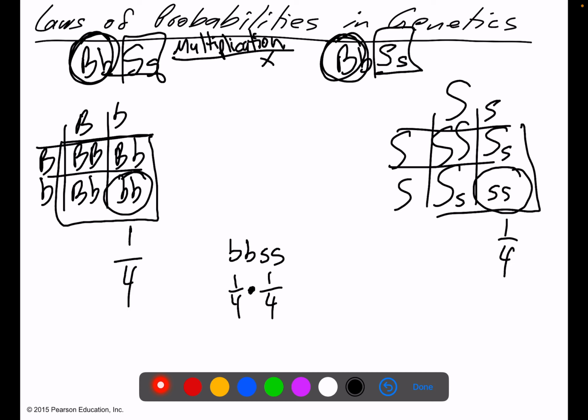When else do you multiply? Whenever you have multiple pregnancies. We're going to see examples of that too. Okay, so let's complete this multiplication. 1 times 1 is 1. 4 times 4 is 16. That's our answer. We're done.